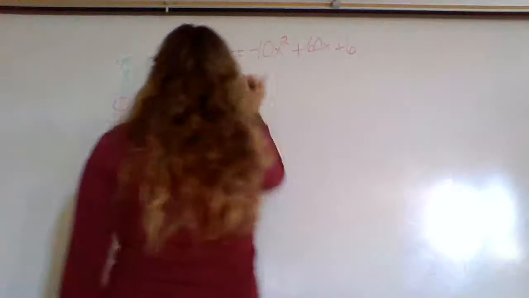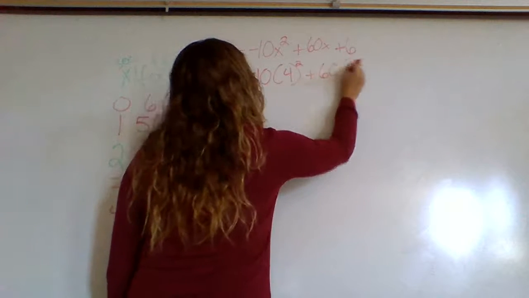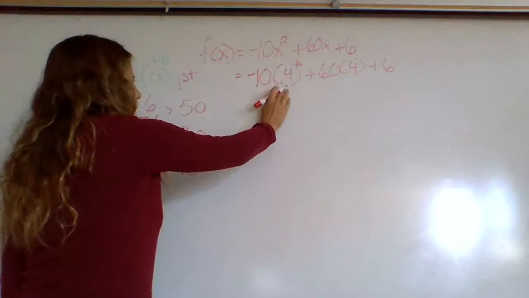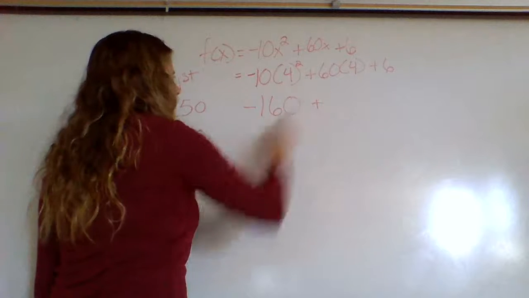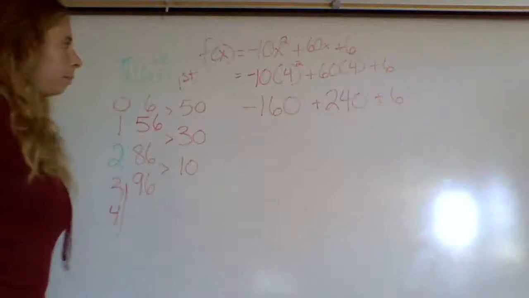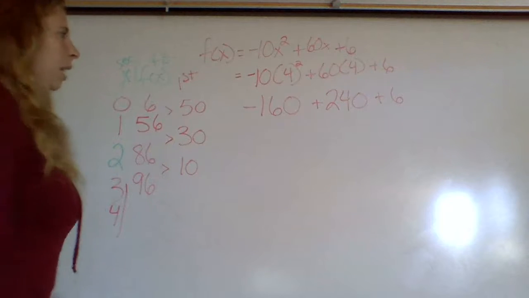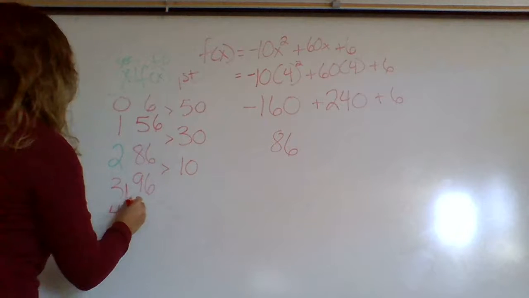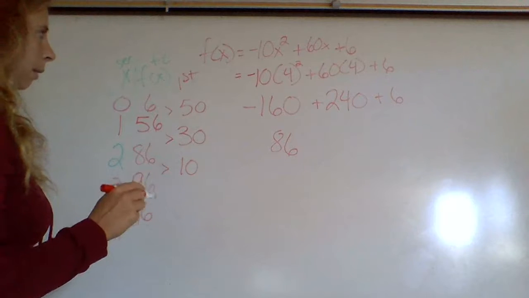So we're at 4. So substitute in 4. Negative 10, 4 squared, plus 60 times 4, plus 6. All right. 4 times 4 is 16. So 4 squared is 16, times negative 10. Negative 160, plus 60 times 4, 240, plus 6. 240 minus 160 is 80, plus 6 is 86. Make sure I did my math right. Yes, I did.